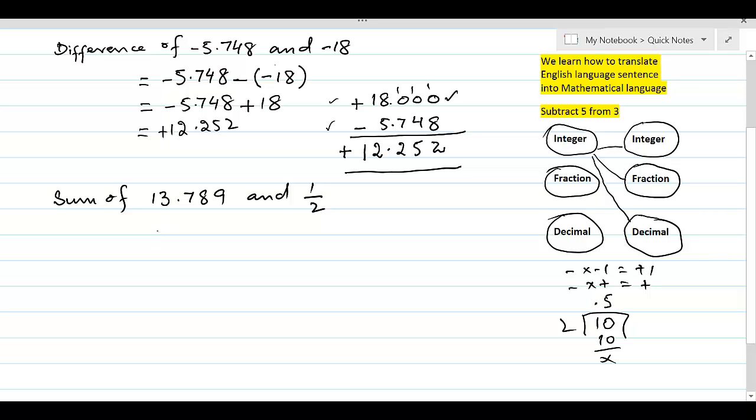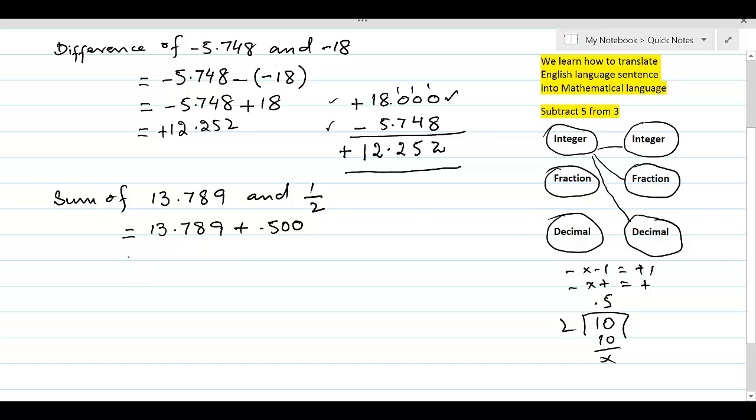So let's write this one. Okay, this is equal to, now the sum will be replaced by its mathematical symbol. So 13.789 plus 1/2. Instead of 1/2, now we can write 0.5. We can add as many zeros as we want on the right side. So we are going to add 2 more zeros here just to make it look the same as the other number, because the other number has 3 digits after the decimal.